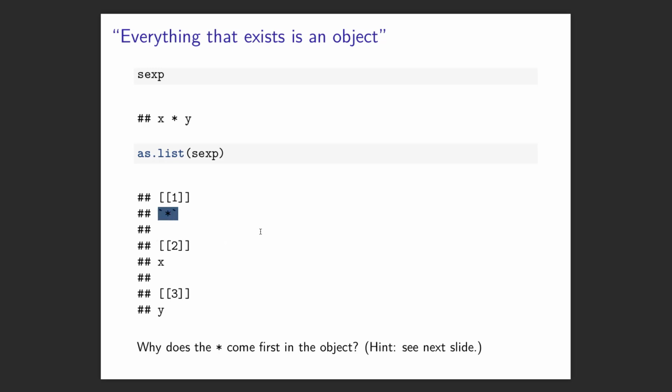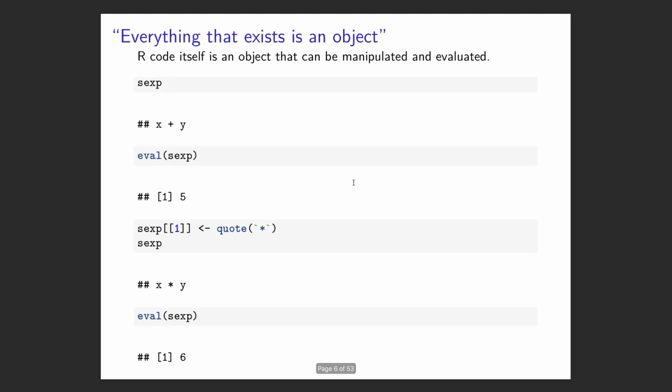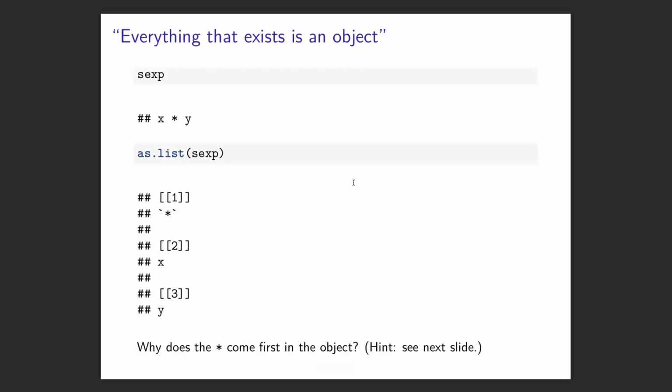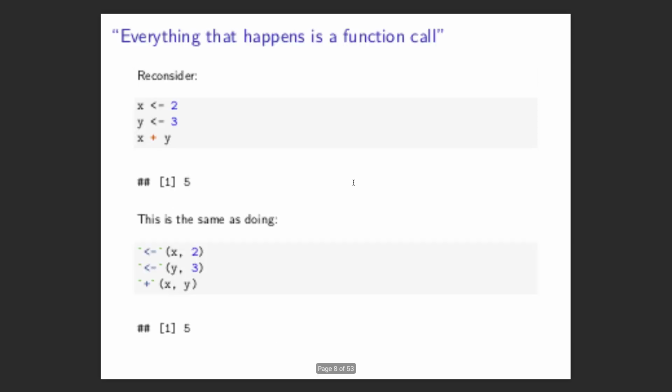And so where did this come from? Well, we assigned it. And another question is, why does it come first in the object? When we print it out, it looks like this, right? x star y. But when we turn this into a list, it's actually the first element. We put it there by assigning into the first element. So does anyone have any ideas why it's the first element there instead of the second element? The name of a function that we're using.